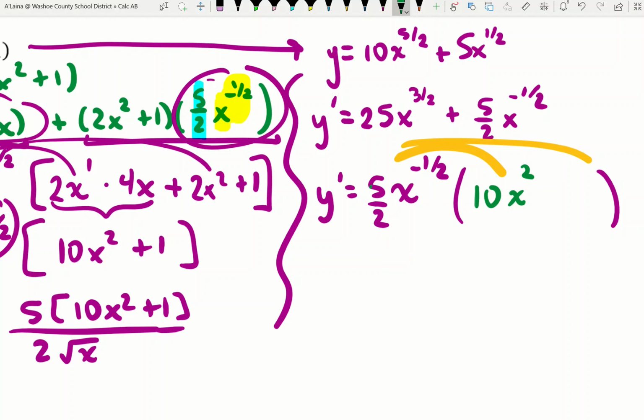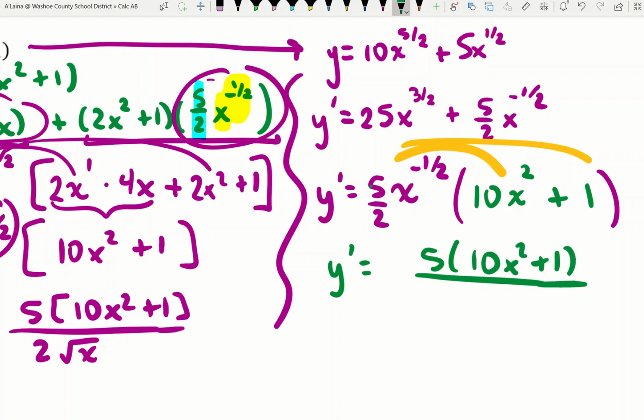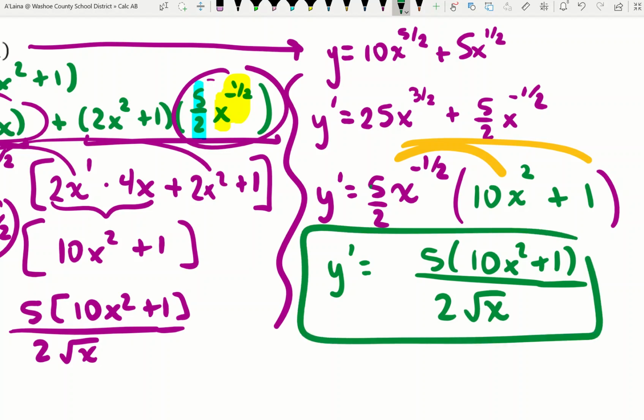And then for the back term, I just have to multiply by 1. And finally, I've got my answer. I've got 5 on the numerator times the 10x squared plus 1. On the denominator, I have the 2, and I have to move down that negative power of x. Same answer. But I found that to be much easier.